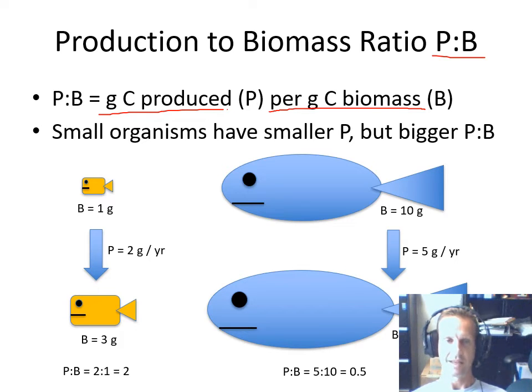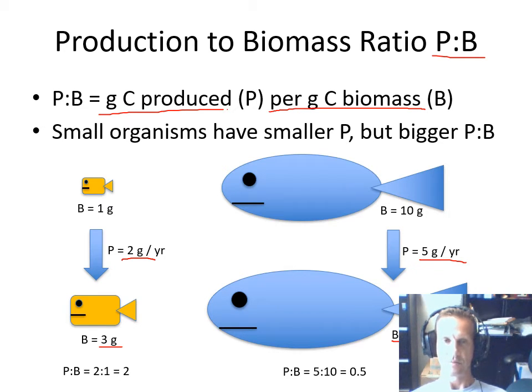At the start of our measurements, we had one small yellow fish that weighed 1 gram and one big blue fish that weighed 10 grams. Over time, the little yellow fish gained 2 grams, and at the end of our measurements, it weighed 3 grams. Over that same time period, the big blue fish gained 5 grams. That's more grams than the little fish gained, and it weighed 15 grams at the end of that time period. So in absolute terms, the larger organism gained more biomass.